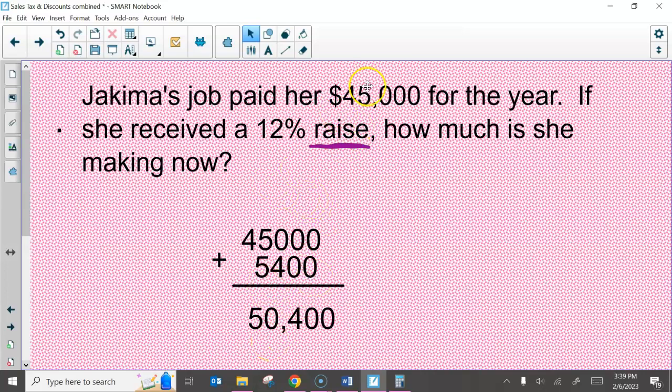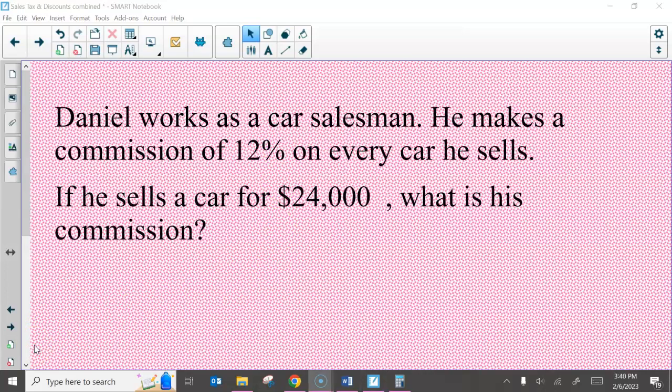Okay, in each of these problems, again, we're taking and multiplying the total times our percent, and then figuring out if we're adding or subtracting. All right, this one says, Daniel worked as a car salesman. He makes commission of 12% on every car he sells. So if he sells a car that is worth $24,000, what's his commission?